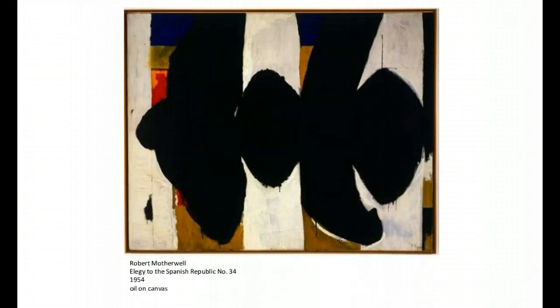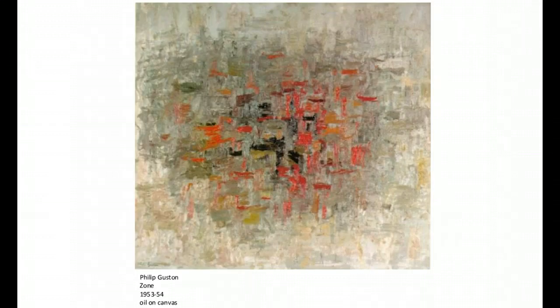Here's a late color field abstraction by Ad Reinhardt. Here's a late work by Robert Motherwell. This lecture is already a little too long, so here's a Philip Guston.